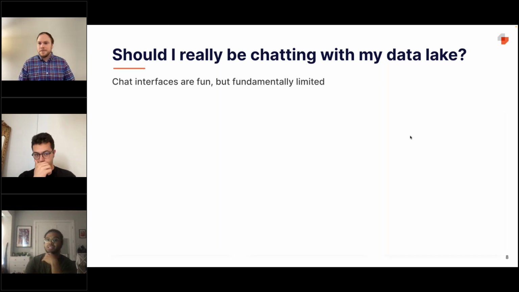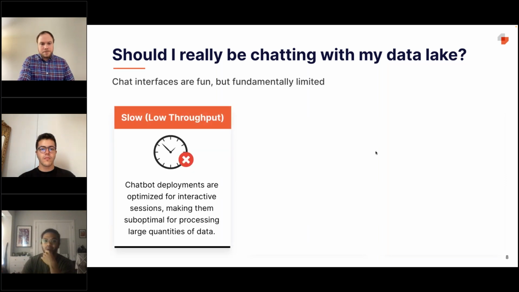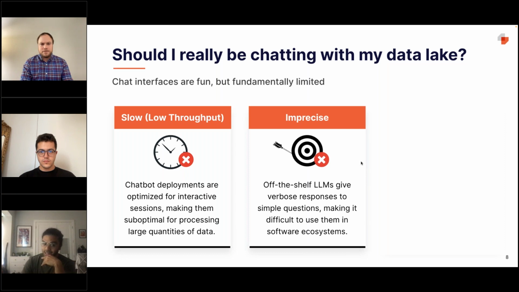The chat-style deployment for LLMs is exciting, but is somewhat limited in its ability to expand beyond toy use cases and into production. The first reason for this is because they're slow. And what we mean by that is low throughput. Chatbot deployments are built with interactivity in mind, which means that they're suboptimally configured for processing large quantities of data that you might expect in a production grade system. Also, LLMs are generally very imprecise. Off the shelf, they give pretty verbose responses to simple questions, and this makes them a pain to deploy as just another service if you plan to try and consume their responses in software ecosystems.